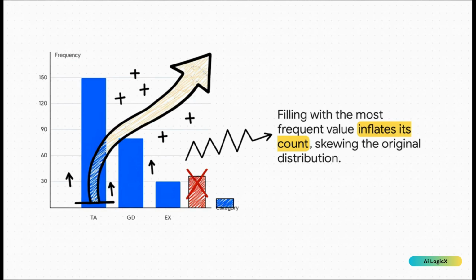Look at this. By filling all the missing values with the most common category, which here is TA, you can see its bar just shoots way up. You've now artificially inflated its importance and completely distorted the original distribution. You've actually changed the story your data is trying to tell.